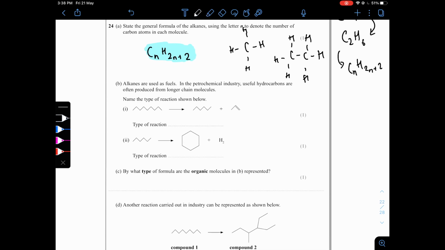Name this type of reaction. We have an alkane that breaks down into a more useful hydrocarbon, a smaller chain alkene and a smaller alkane. This type of reaction is called cracking. Next, we have an alkane that produces a cyclohexane and hydrogen. The examiner report says many people did not know what this type of reaction is. In fact, this reaction is called a reformation reaction. What type of formula are the organic molecules in B represented by? These types of formulae are called skeletal. So you can just write skeletal.